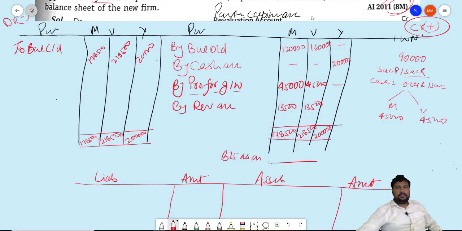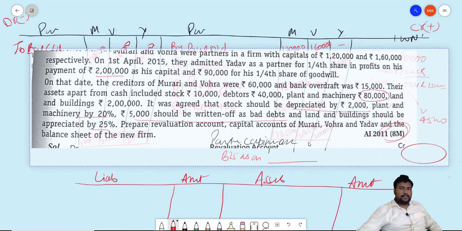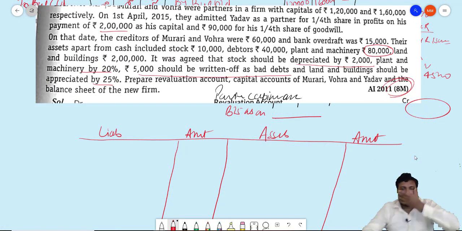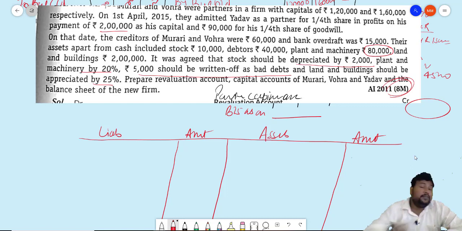We will just drag the question so that we can see the question properly to make the balance sheet. Chalo ji, padhte hain. Murli and Vora were partners with the capital of this much. On the date, the creditors of Murli and Vora are 60,000. We have to see very carefully: if anything is a decrease or increase in revaluation, that will be treated in the balance sheet as the new value. So there is no change in creditors, and we will write down the creditors as it is.